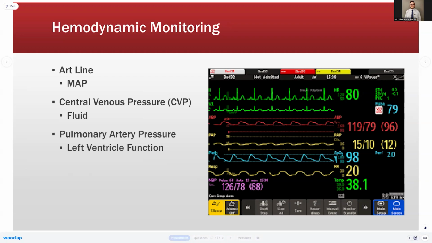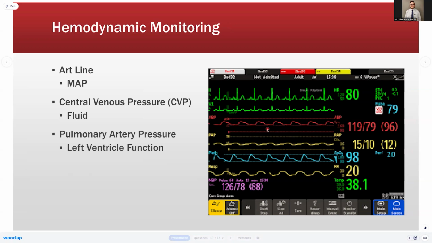What the arterial line mostly focuses on is, yes, the blood pressure, but we focus on the MAP here. MAP is mean arterial pressure. This is the best indicator for blood pressure range. We want this somewhere between 70 and 100. MAP is the best indicator that we're getting an effective cardiac output.